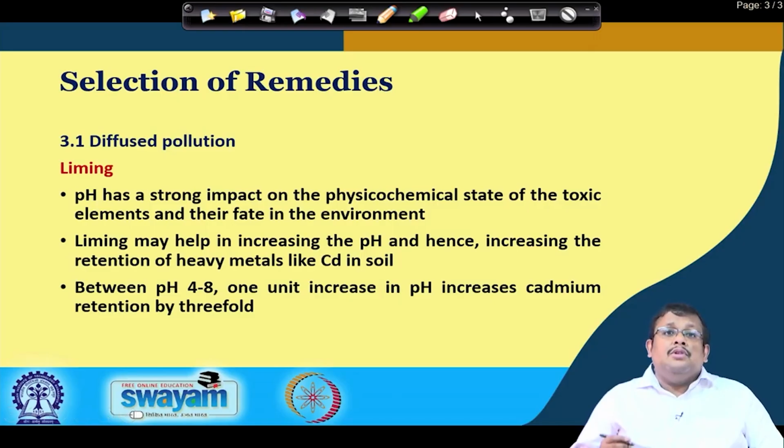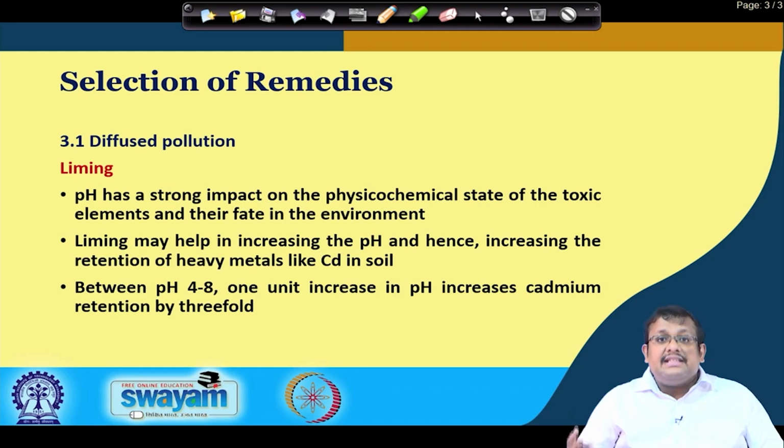Now, liming. You know that pH has a strong impact on the physiochemical state of the toxic elements and their fate in the environment. Liming is basically the application of calcium carbonate, which helps in increasing the pH. Generally, liming is done in the case of acidic soil. In acidic soil, the pH is low, so to increase the pH, we generally apply calcium carbonate.